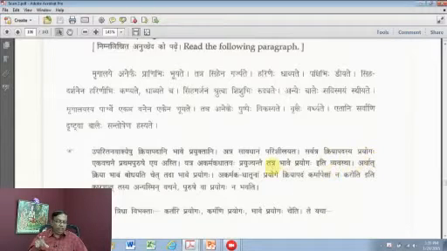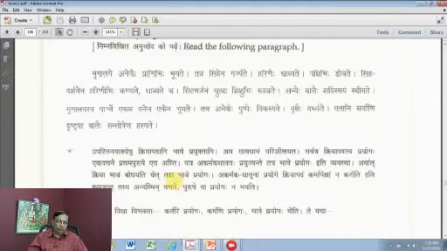Arthat, meaning Kriya Bhavam Bodhayati Chet. If the verb indicates Bhava, which means abstractness. That is what I said. Bhava. Kriya Bhavam Bodhayati Chet. If the verb indicates or tells us about the abstractness of anything, tada, then bhave prayoga. Only then you have impersonal usage, that is bhave prayoga.